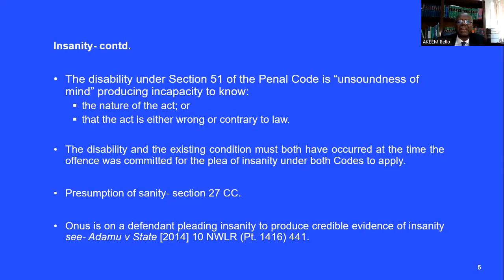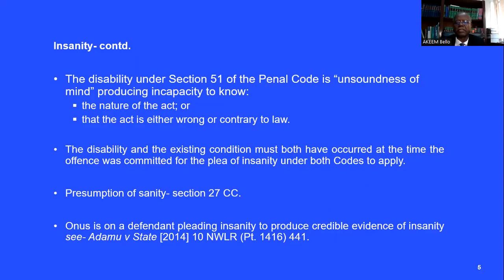The disability and the existing condition must both have occurred at the time the offense was committed for the plea of insanity under both codes to apply. So what we are saying here is that the disability which causes an existing condition must have occurred at the time the offense was committed for the plea of insanity to be available to the defendant.